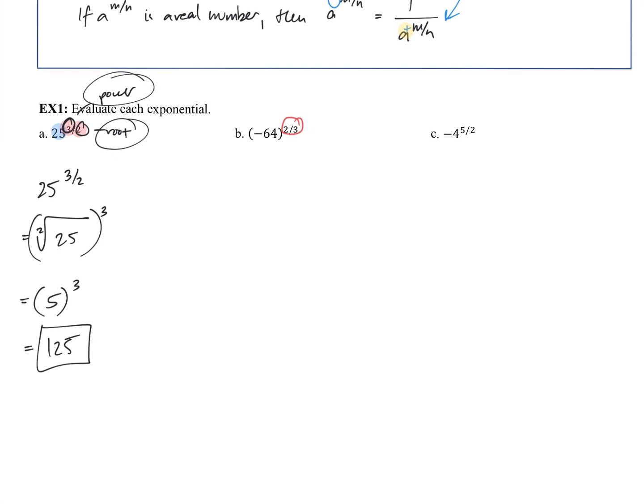Okay, so let's take a look. As usual, I always go with the radical first: the square root of negative 64 to the third power. What's the square root of negative 64? What times itself gives me a negative number? Nothing times itself gives me a negative number. This is not a real number. So since this concept is not a real number, we can't continue.